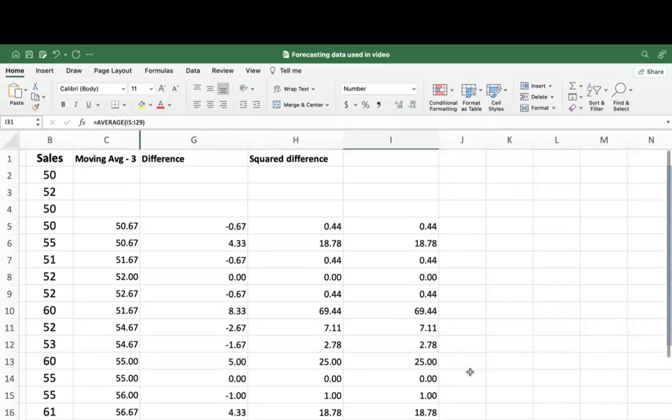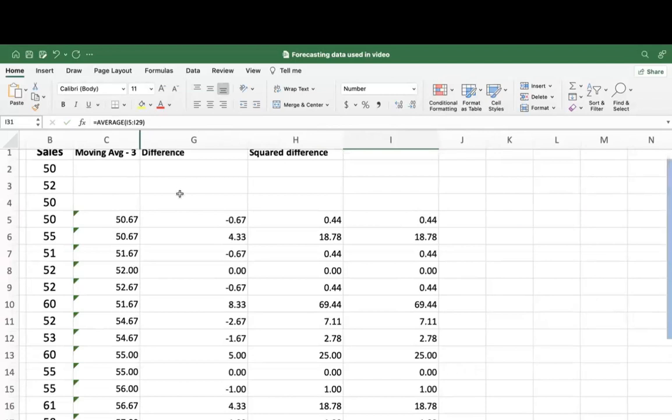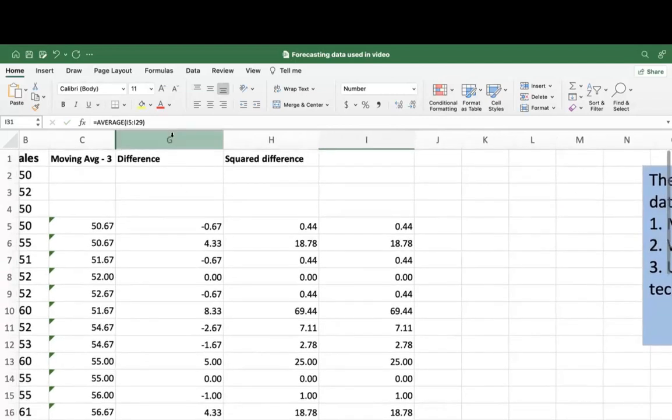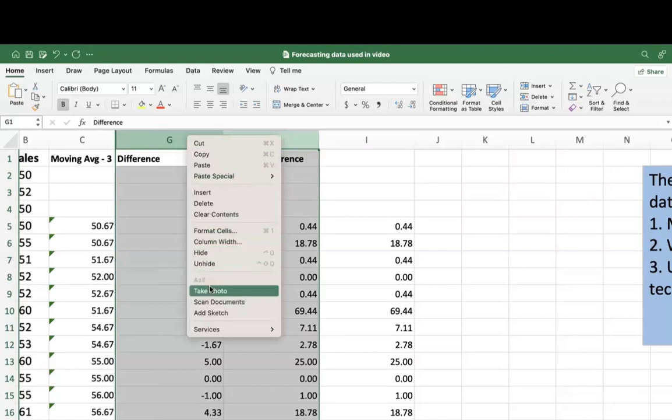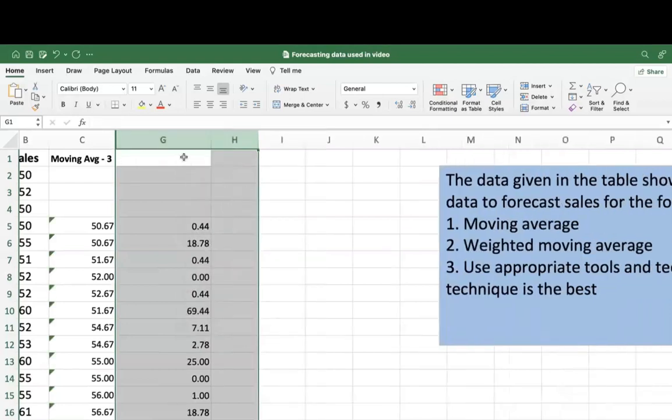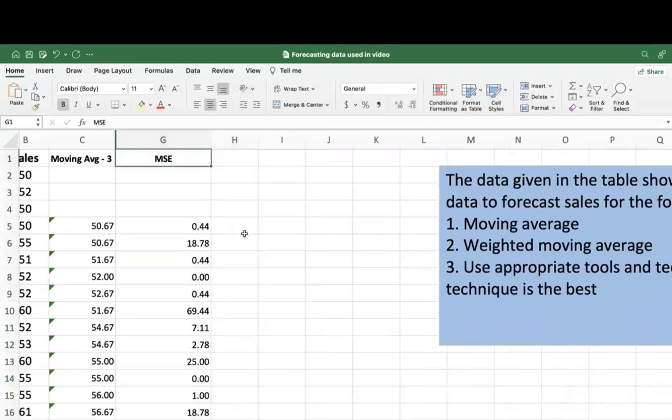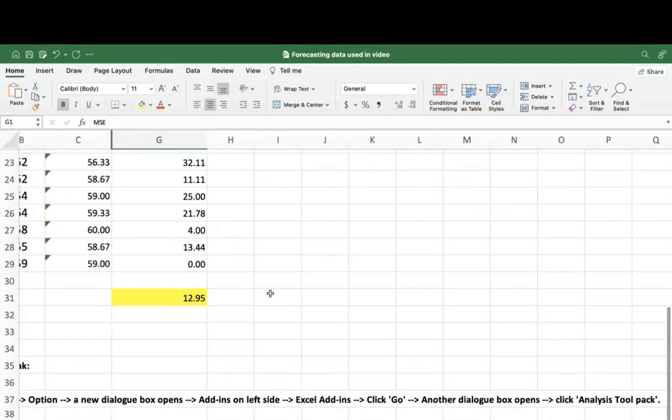So we can do it in two ways. One is doing it separately, one for the difference column and then taking the square, or the other is doing all these things in just one column. That's a smarter way. So I'm going to delete these two columns because they are redundant now. Delete. And this is called mean squared error. And mean squared error is 12.95.